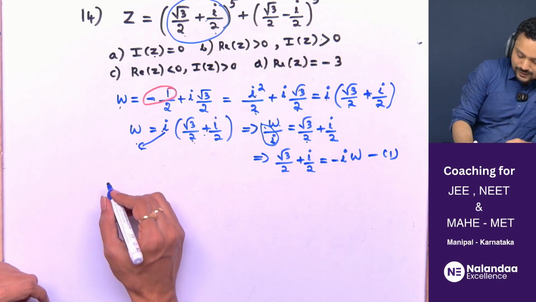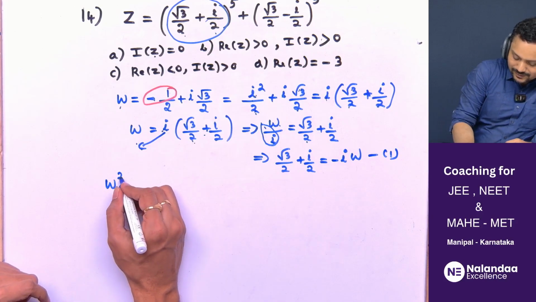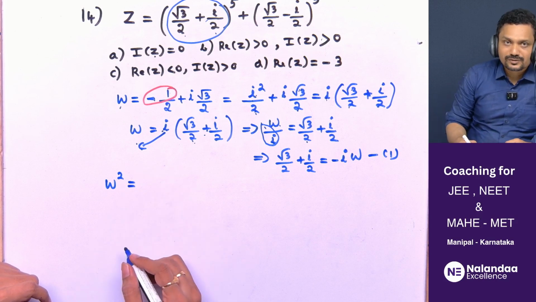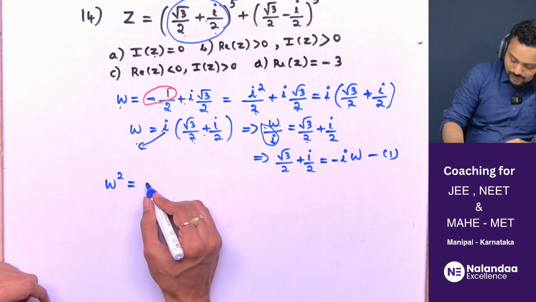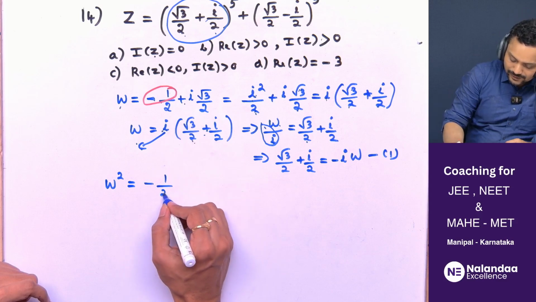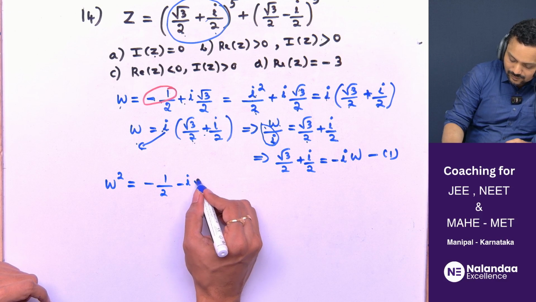Now similarly, students, we'll get another practice here. We know what is omega square. Omega square is the conjugate of this actually. So omega square is minus half minus i root 3 by 2.